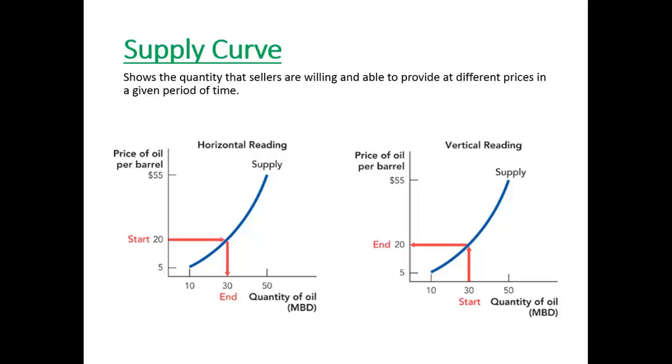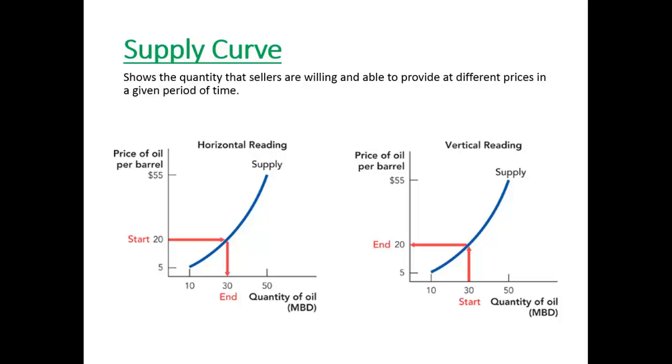As we see, there's a horizontal way to read this supply curve, and the horizontal way just simply says that at a given price the quantity of oil supplied is blank. So for instance, at a price of 20, the quantity of oil supplied is 30. If the price of oil should increase to 55, the quantity of oil supplied is 50.